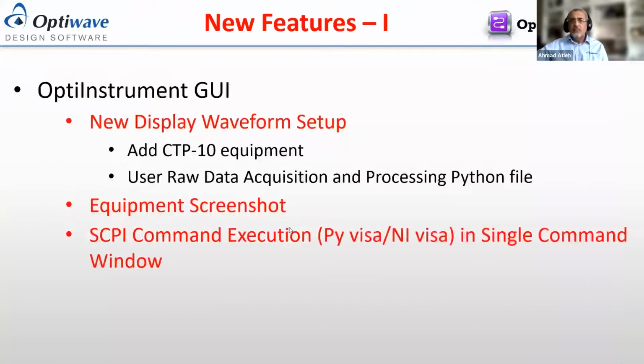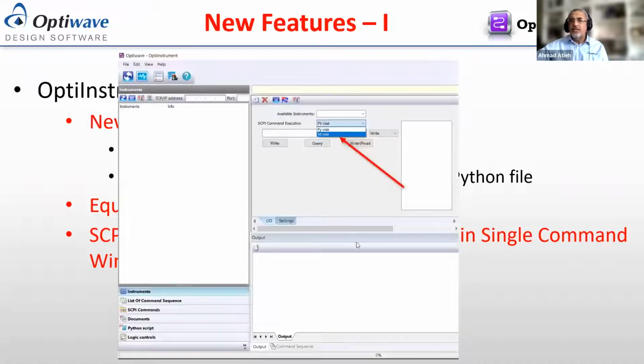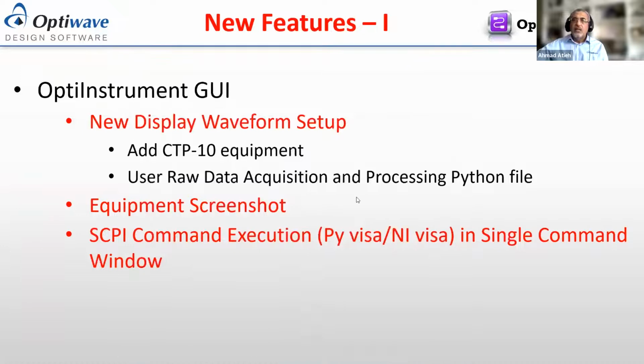The other part we added to the GUI is the execution of a single command, using either NI-VISA or PyVISA. It used to be NI-VISA only, which is a C++ package used in the commands, but right now we also allow PyVISA. As you can see, this is the single command window, and you can choose whether the commands you want to use and build your sequence from are based on C++ or Python.